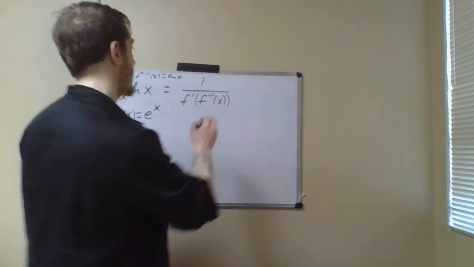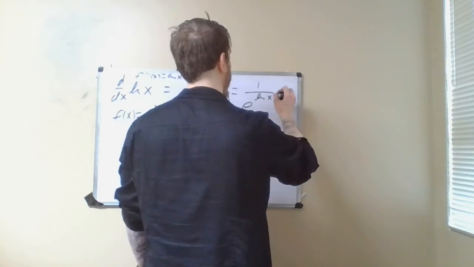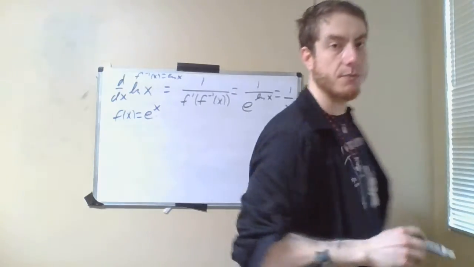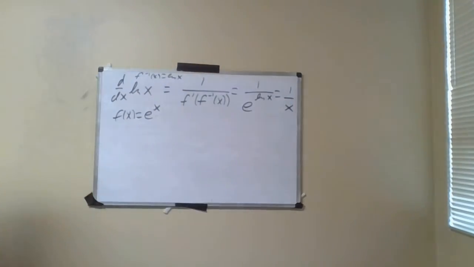So if I do this, then this is going to be 1 over e raised to the natural log of x, but that is just 1 over x. So the derivative of the natural log is 1 over x.